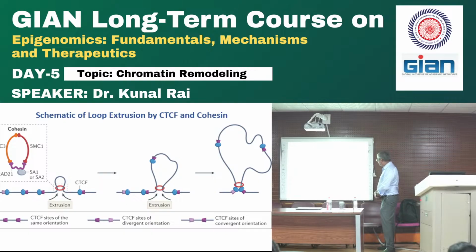What becomes outside the loop? And from that loop, on both sides, it is showing the cohesion. So how are they coming back to their position? How are they coming back to their position? It's a simple breakage of the cohesin ring, right?